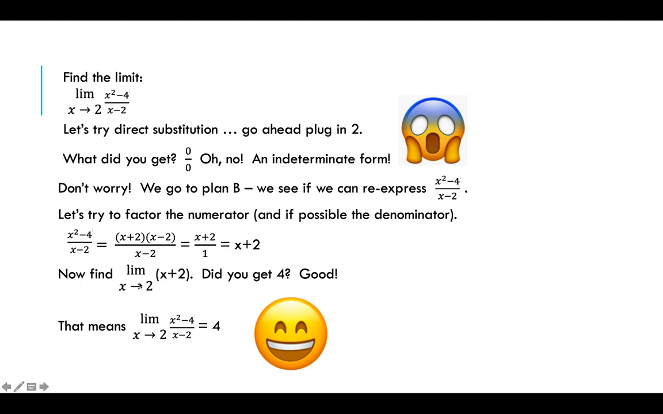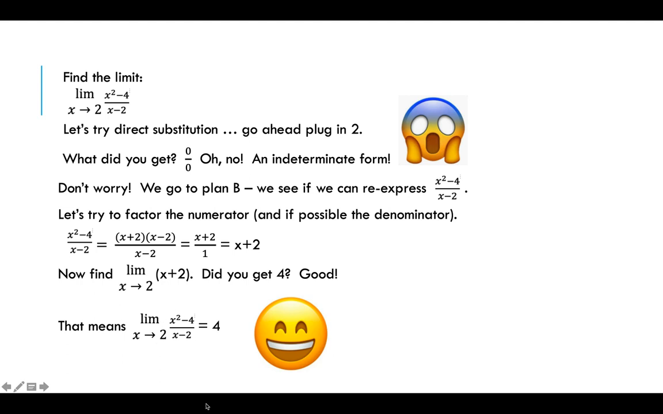So now we can find the limit as x goes to 2 of x plus 2. 2 plus 2 is 4, so that's awesome. And that means that the limit as x goes to 2 of x squared minus 4 over x minus 2 is 4.